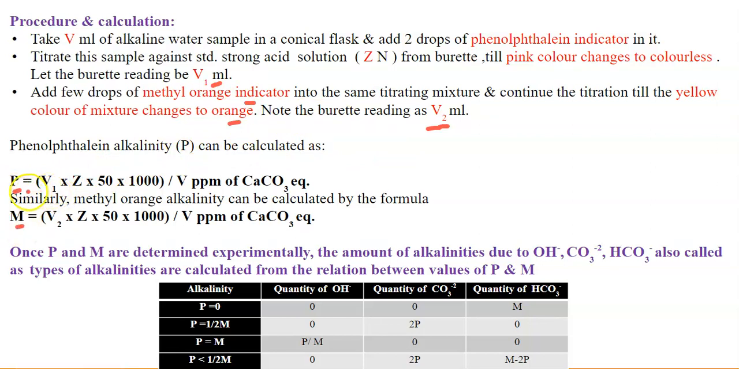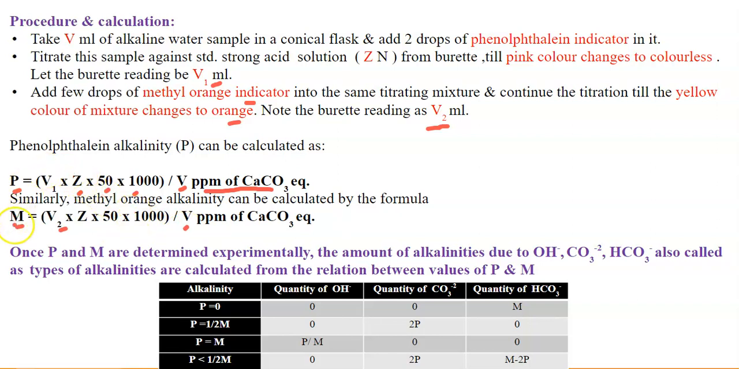So this is the formula. P would be equal to V1 into Z, where V1 is the volume of acid required for the phenolphthalein endpoint and Z is the normality of acid, into 50 into 1000 upon capital V, which is the volume of water sample taken, and we will get the alkalinity in ppm of calcium carbonate equivalent. Similarly, for methyl orange alkalinity, instead of V1 we take V2, which is the complete amount of acid required for methyl orange to change its color from yellow to orange, into Z, the normality of acid, into 50 into 1000 upon capital V, the volume of water sample taken.